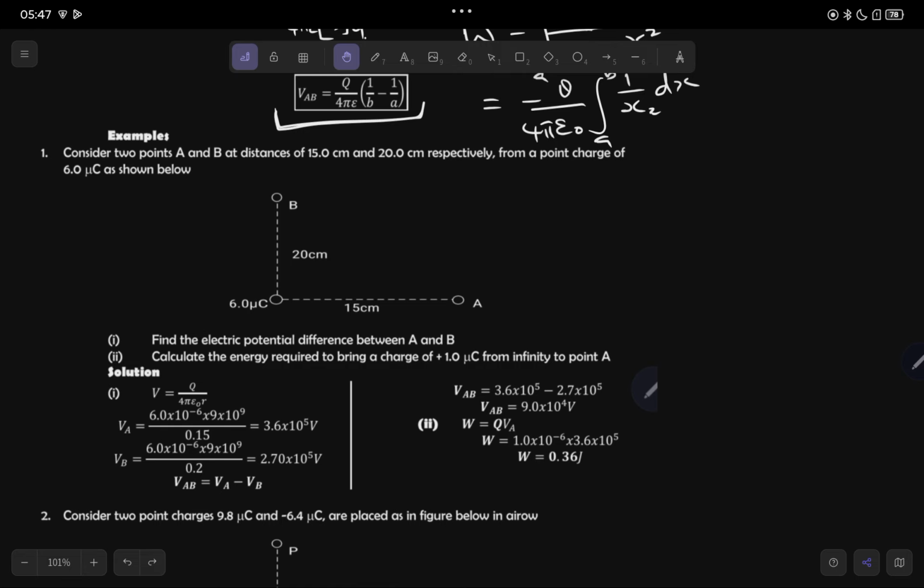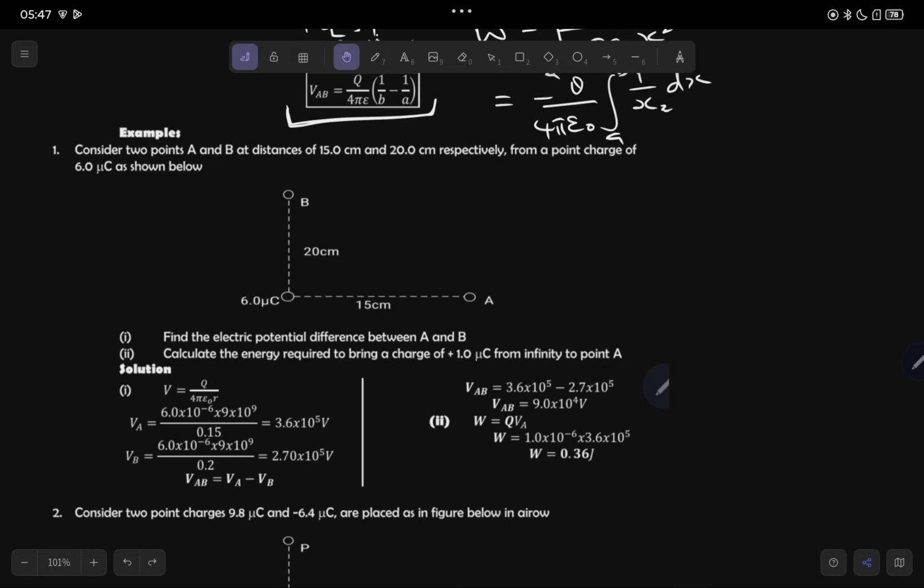Now, we shall first look at the electric potential at A and the electric potential at B, using what we've just looked at. Electric potential at A is 3.6 times 10 power 5 volts. Electric potential at B is 2.70 times 10 power 5 volts. We want the potential difference between A and B, so we subtract: the PD between A and B is the electric potential at A take away the electric potential at B. So you substitute and you get the electric potential difference as 9.0 times 10 power 4 volts.